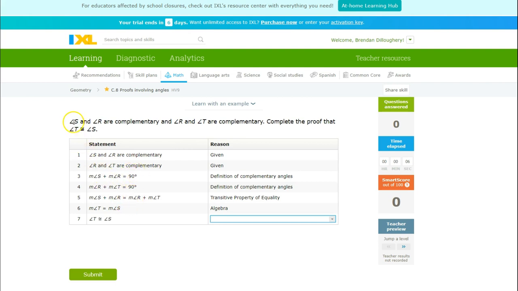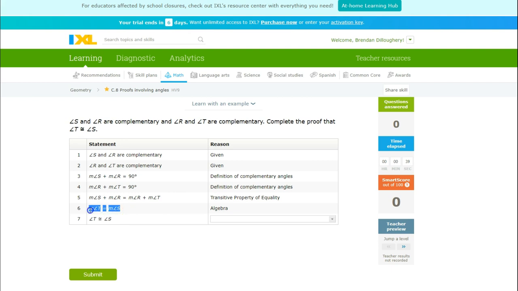So you want to prove that S and R are complementary and R and T are complementary. So this is just proving that if two angles are complementary to the same angle, then they're congruent. It starts with complementary, uses the definition of complementary to get to math. Then it says let's set them equal. So that's either the transitive property of equality or it's substitution. And then they go ahead and subtract the measure of angle R. So we would say that's the subtraction property of equality, but IXL says that's algebra.